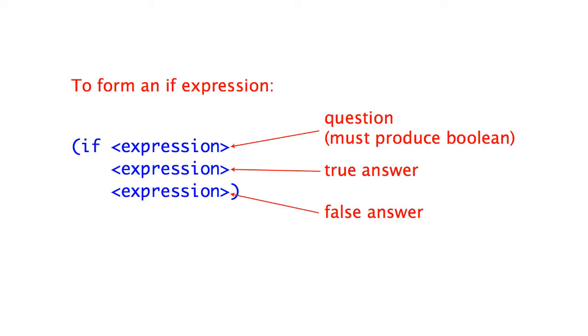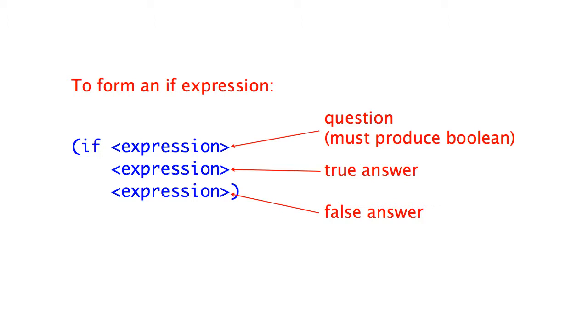Now I want to talk about if expressions, which are going to let us have our program produce different results depending on the answer to true-false questions, depending on the result produced by a predicate. If expressions are simple to form, it's open paren, if, and then three expressions and a closed paren. We call those three expressions the question, the true answer, and the false answer.